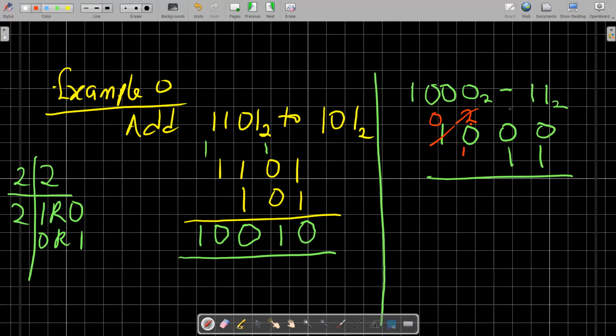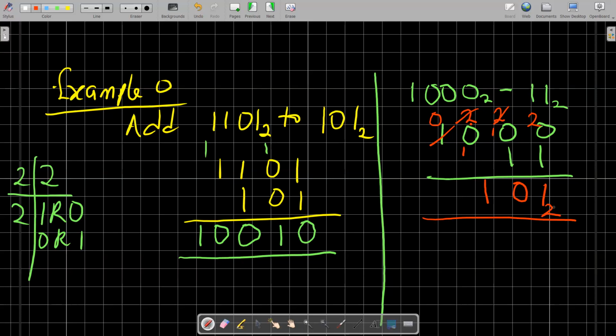I bring it here. This becomes what? 2. I will borrow again. This becomes 1. I bring it here, and this is what? 2. Now, 2 minus 1, that is 1. Remember, I have 1 here. 1 minus 1, that is 0. I have 1 here, then this is what? 1. Therefore, the answer to this operation is 101 base 2.